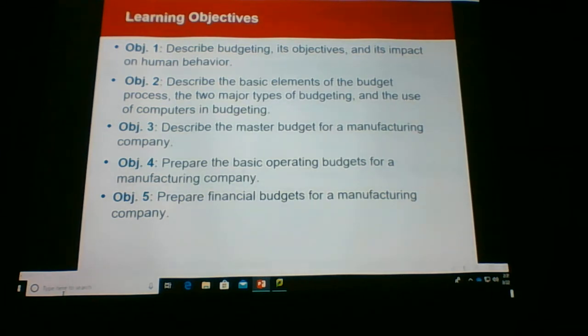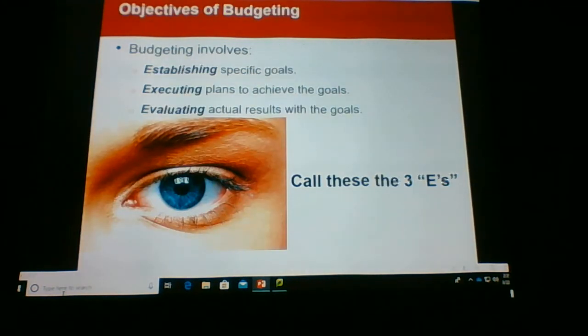We've got some learning objectives up on the screen, and eventually we're going to get through all 5 of these, but for this particular presentation, we're going to get through objective 1, and then we're going to get into objective 2. Okay, and we're going to actually do most of objective 2. We're going to save the master budget for the next presentation.